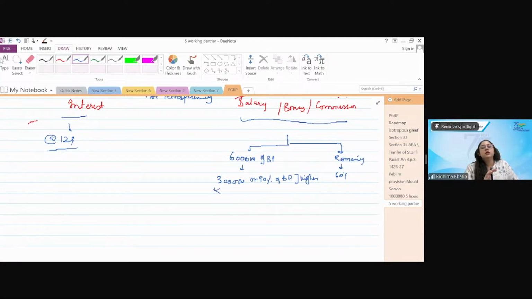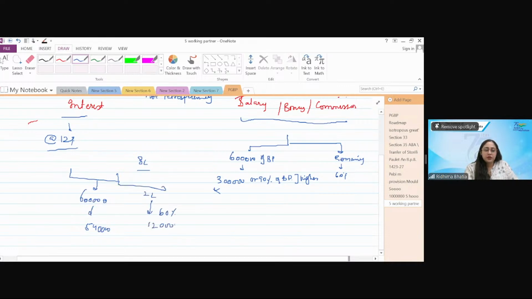But suppose the book profit is 8 lakh rupees. Then on the first 6 lakhs, 90%, which comes to 540. And on the next 2 lakhs of profit, 60%, which comes to 120, that is 1,20,000. So total salary allowed as per income tax provision, section 40(b), is 660.